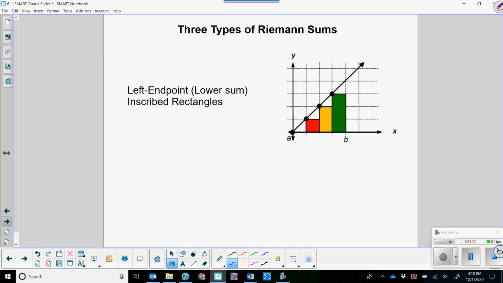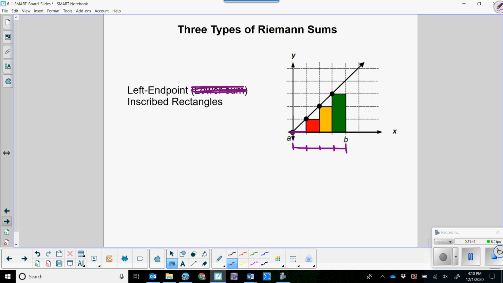Okay, so we call this a left endpoint. I don't like to call it a lower sum, so don't do that. It's a left endpoint, inscribed rectangles, okay? So if you have your function and you're trying to draw rectangles, if it's a left approximation, left endpoint, it just means that here are your intervals. We're going from here to here, and we've divided it into these intervals. So we're using the left endpoint, drawing a rectangle.